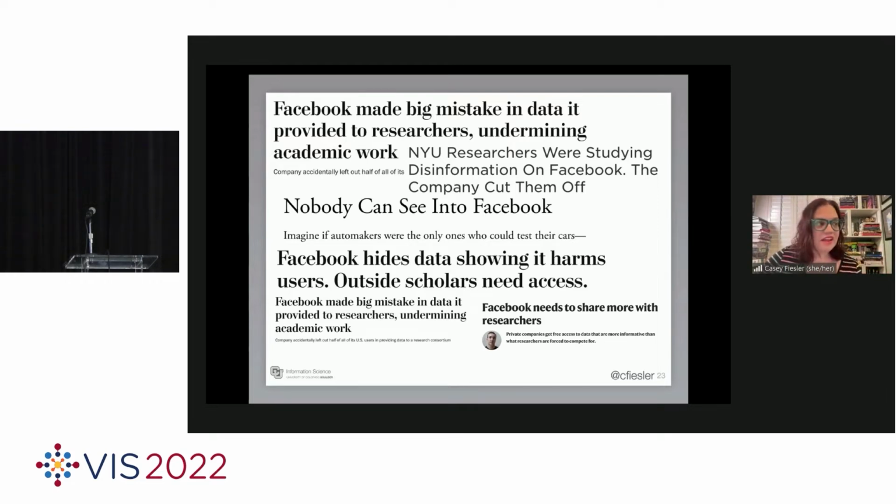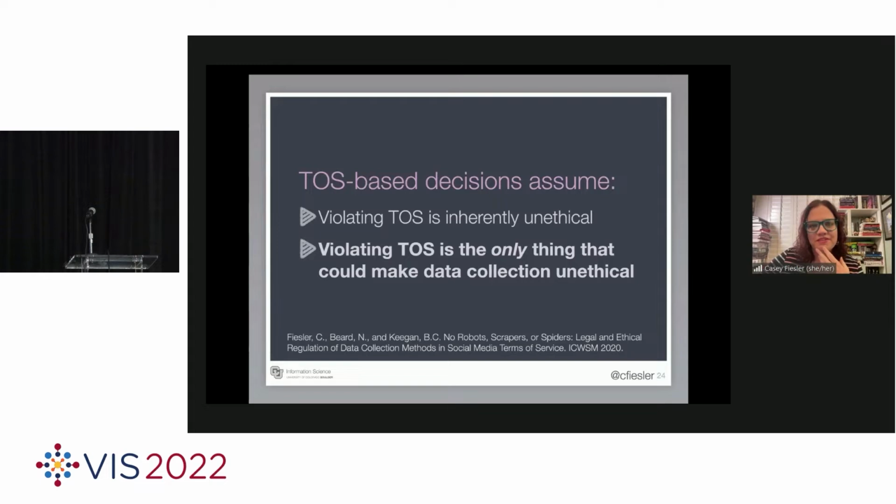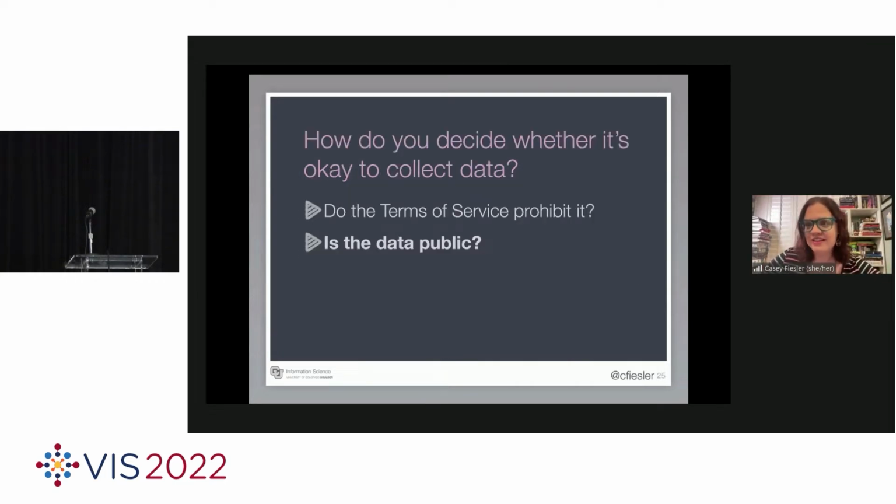So a huge tension, but I would not say that breaking terms of service is inherently unethical, because the company could put anything in their terms of service. They could write in their terms of service, and I will say, Parler's terms of service isn't this exactly, but it gets pretty close to: don't research us if you're going to say bad things about us. There's nothing to stop that from being in a terms of service. But of course, terms of service-based decisions also suggest that it's the only thing that can make data collection unethical, which hopefully we can all agree is certainly not the case.